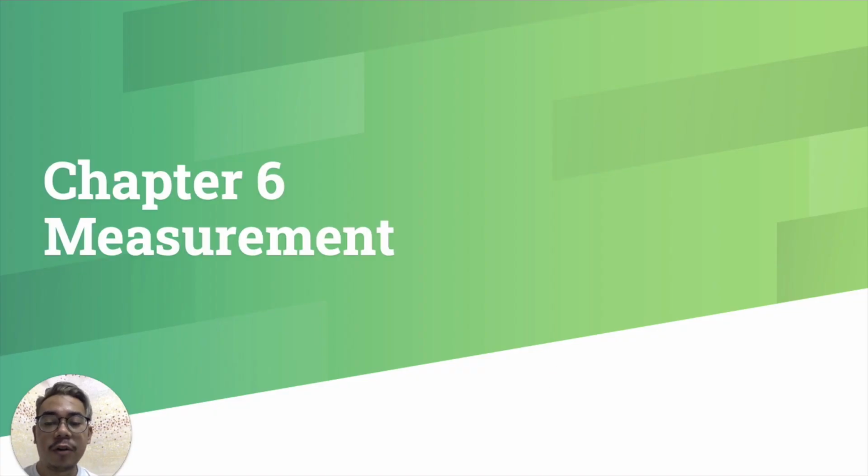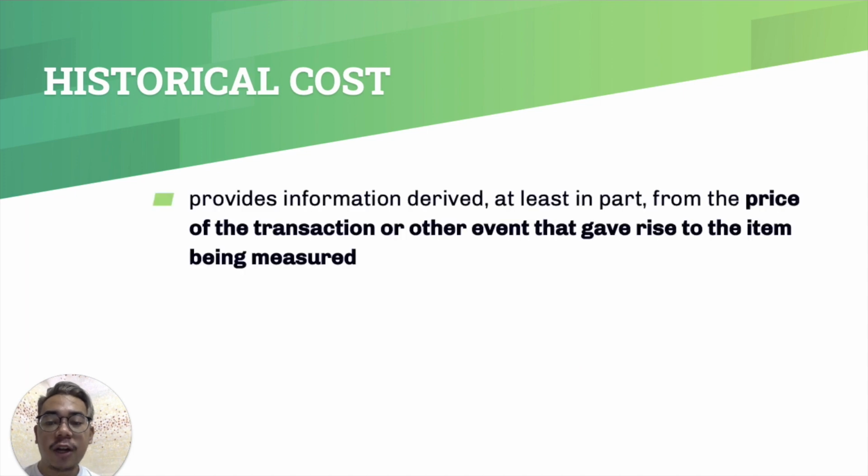Chapter 6 is about measurement. There are 2 measurement bases that we need to follow according to the conceptual framework. The first is historical cost. Historical cost provides information derived from the price of the transaction or other event that gave rise to the item being measured. Ibig sabihin, historical cost is the price nung time na binili mo siya or kung kailan nagkaroon ng item na ganun. Binili, dinonate, or whatever. So, yun yung historical cost.